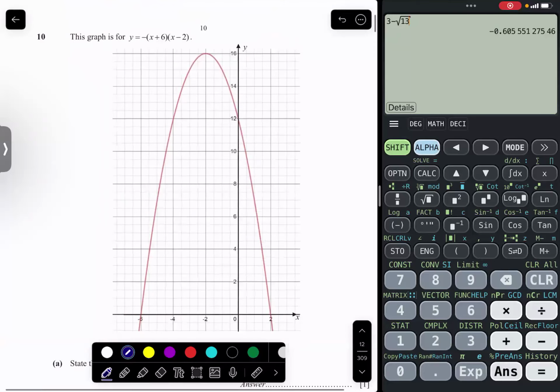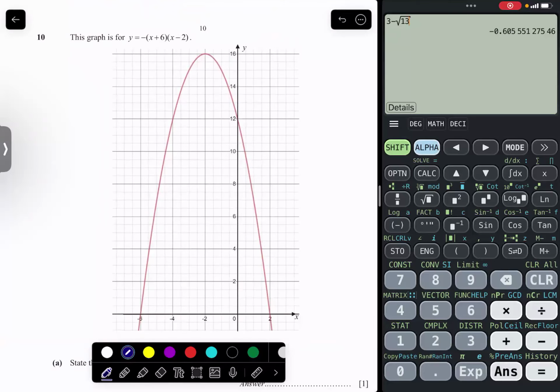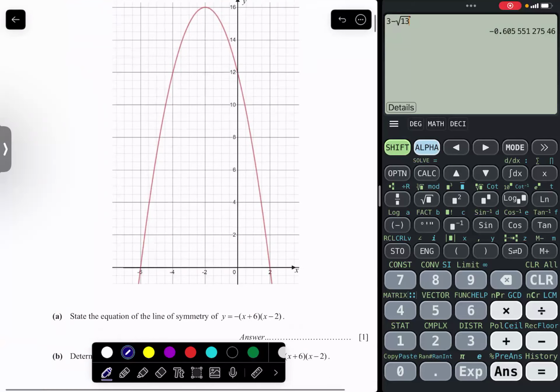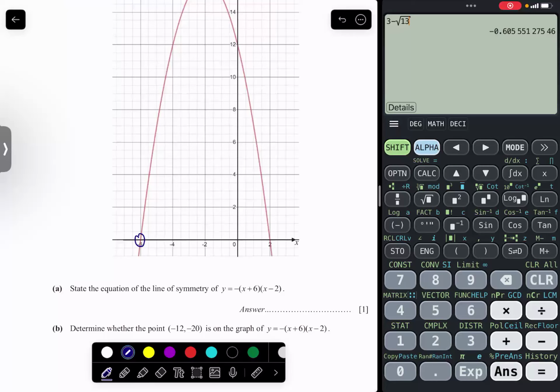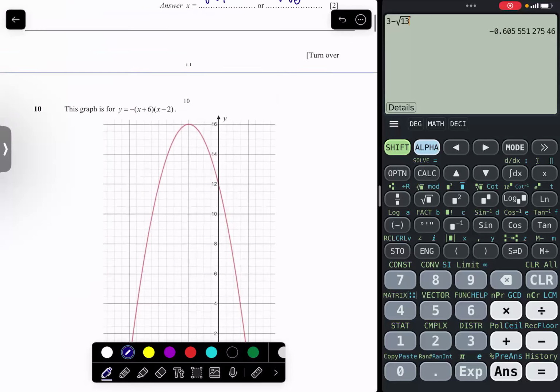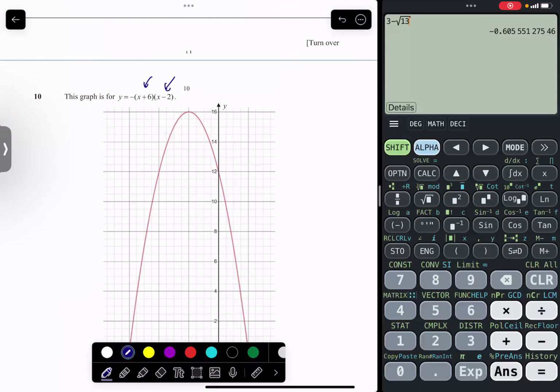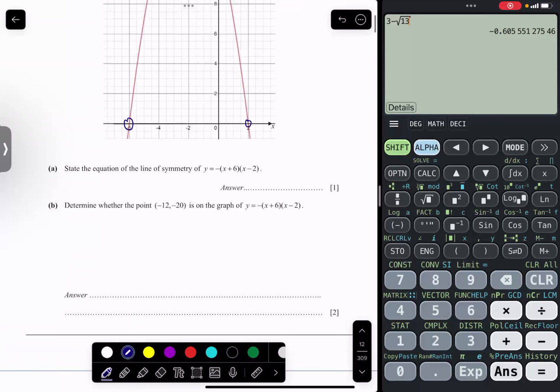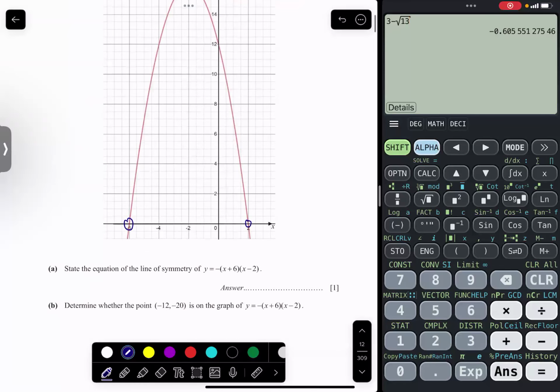Okay, the graph is for y equals negative (x plus 6)(x minus 2), okay? That's why the roots are negative 6 and 2. Or the reverse of the brackets, okay? The reverse of the brackets. Or state the line of symmetry of y equals negative (x plus 6)(x minus 2).